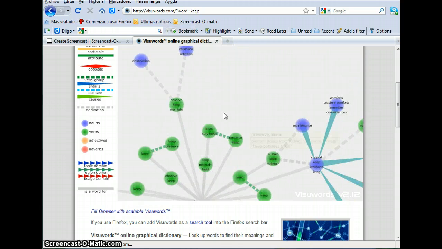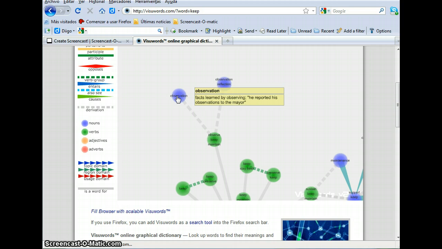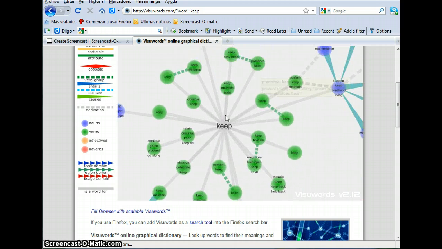Okay, so we go up here. We can also, this is another meaning over here. Within verbs, observe, keep, maintain. Okay, to keep count, for example, to keep track, all of those are also phrasal verbs. And then, of course, further away from the nucleus, we have the nouns. So it's an interesting way to look at a word, because you can see what are the things it's related to.